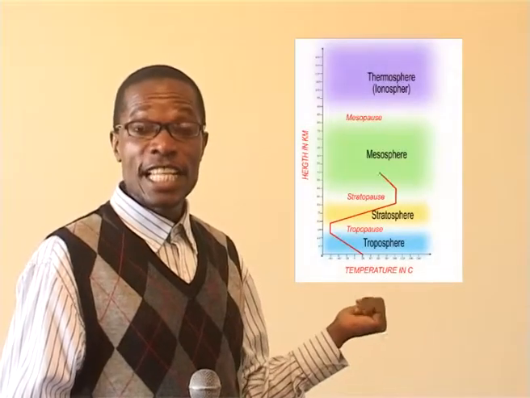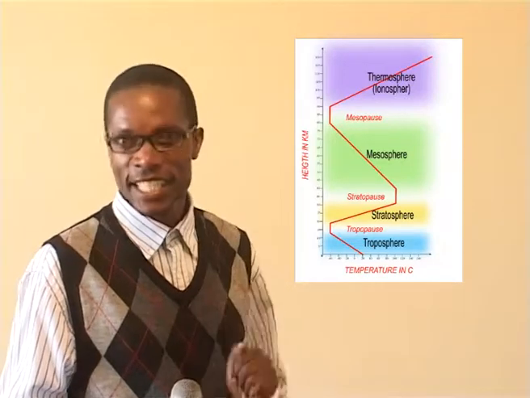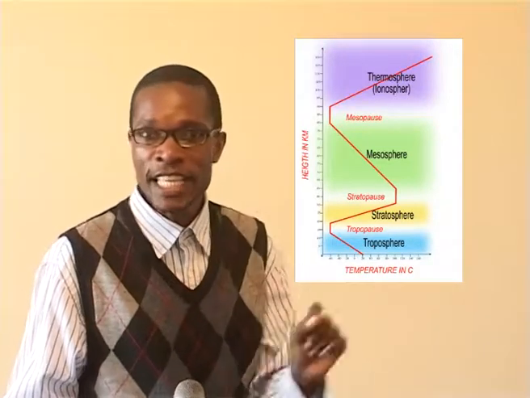This graph is an illustration of the main zones of the atmosphere with their various characteristics. We are going to look at each zone in detail. Troposphere.